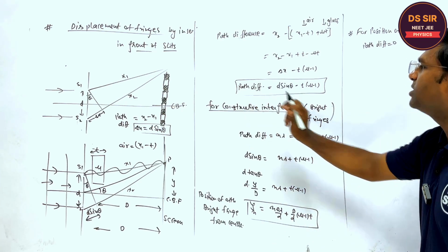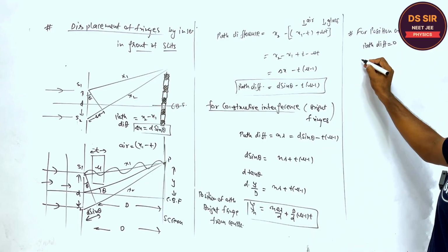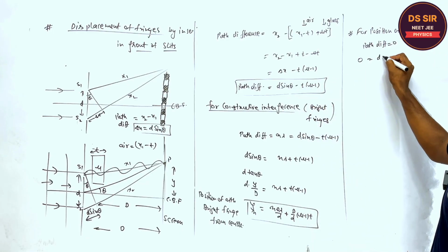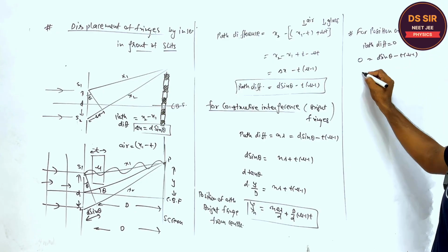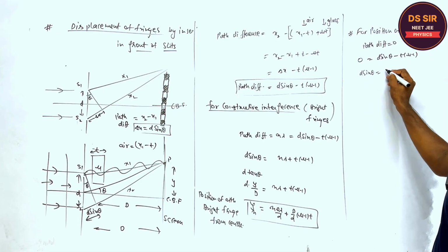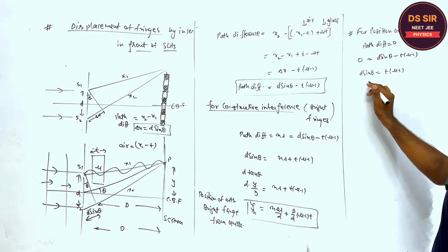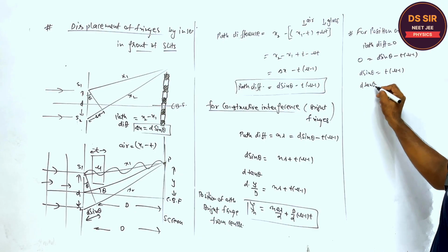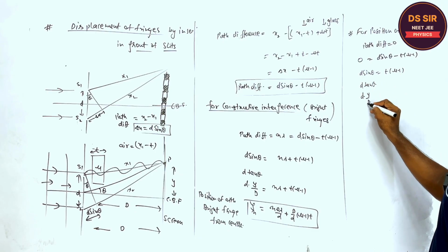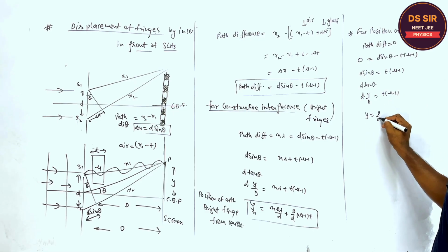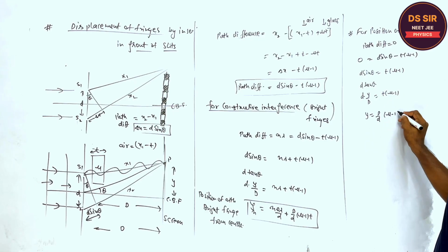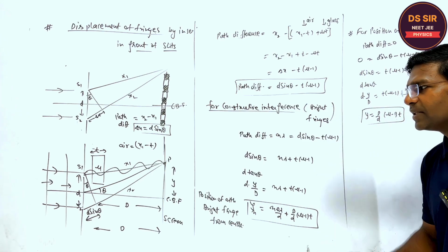If the path difference is 0, what does it mean? 0 is equal to d sin theta minus t into (mu minus 1). So d sin theta is equal to t(mu minus 1). Sin theta is tan theta, equal to y upon D, is equal to t(mu minus 1). So y is equal to D upon d into (mu minus 1) into t. So this is the position of the central bright fringe.